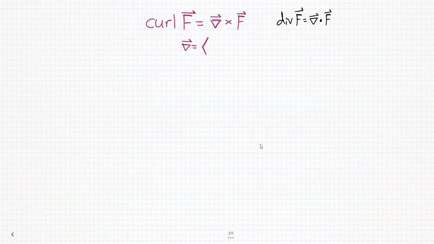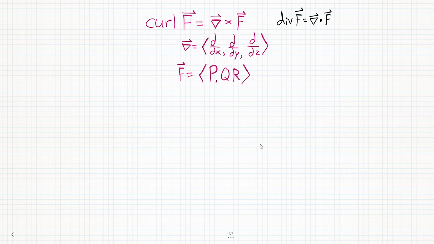If we have a vector field f, then the curl of f is del crossed with f. This should remind you of the divergence, which is del dotted with f. Remember that del is a vector with an x component of partial derivative with respect to x, a y component partial with respect to y, and z component partial with respect to z. We'll say that the vector field f has components p, q, and r.